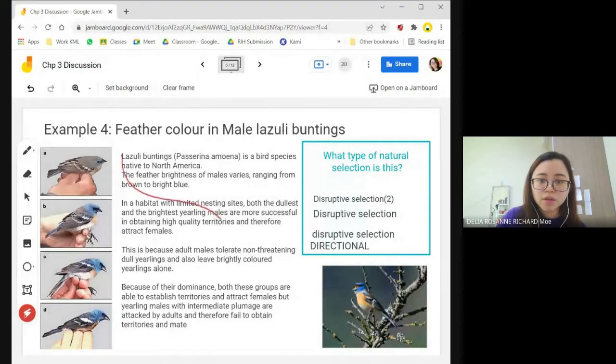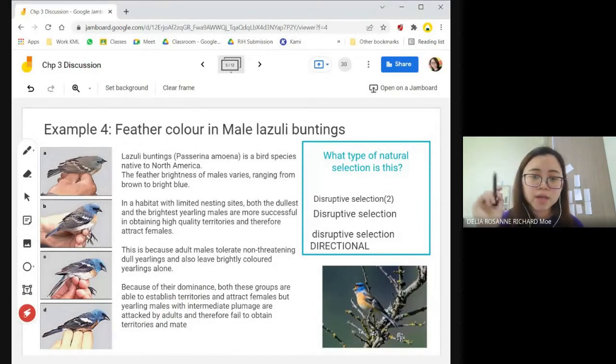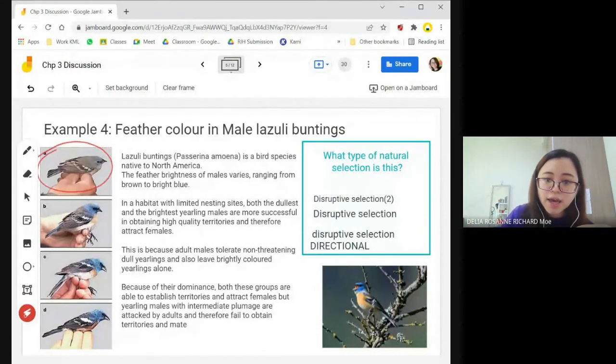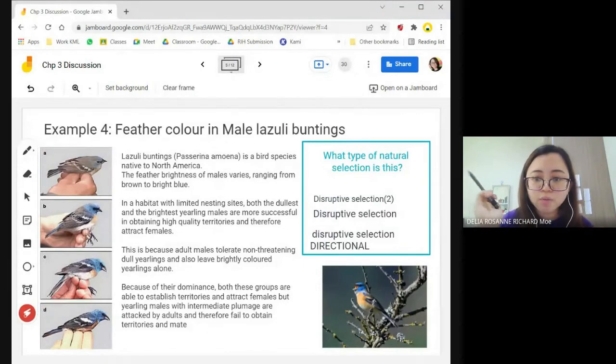So it's gonna be a distribution like this lah. Akan ada banyak yang there will be a range of individuals. So when you have a habitat with limited nesting sites, so not everybody can mate and make nests and make baby birds, there will be different chance of survival and different reproductive success. Bukan semua dapat buat baby, bukan semua dapat hidup sampai dapat buat banyak baby. So when you're in a habitat with limited nesting site, both the dullest and the brightest yearling males are more successful in obtaining high quality territories and are therefore able to attract females.